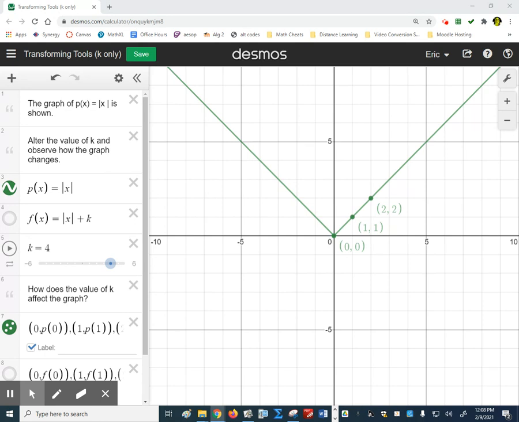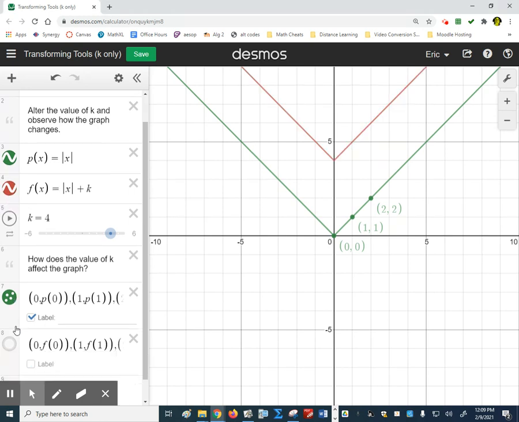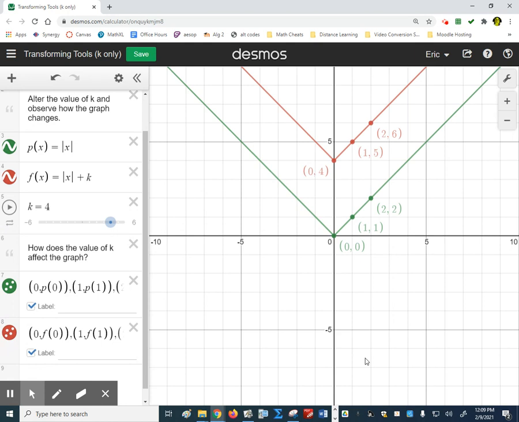So I've got the absolute value of x plus 4. That's what I'm plugging in for k. What do you think that's going to do? The difference here is I'm adding the number outside of the function, not to x inside the function. I'm getting lots of going up. Let's check it out and see. It did, right? It went up. Went up by 4.